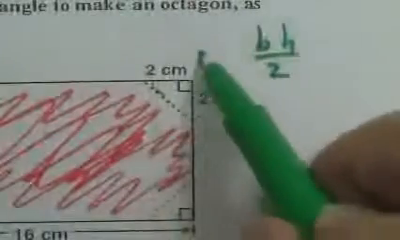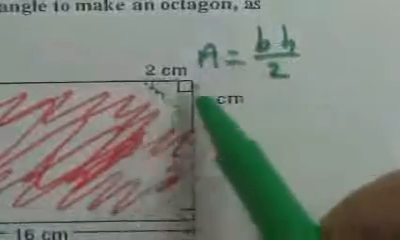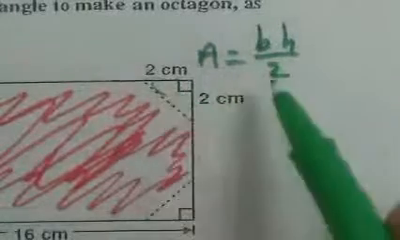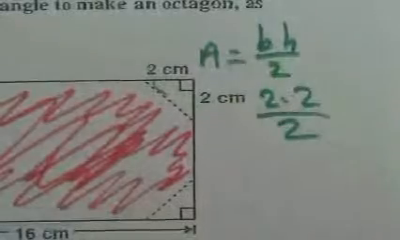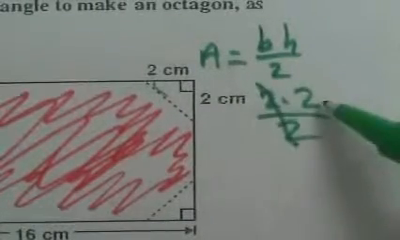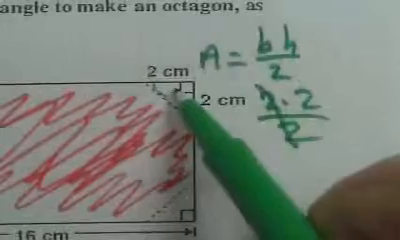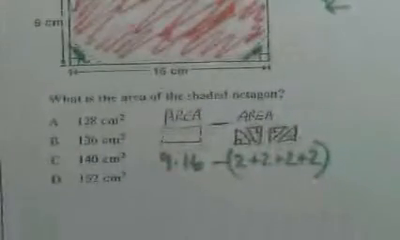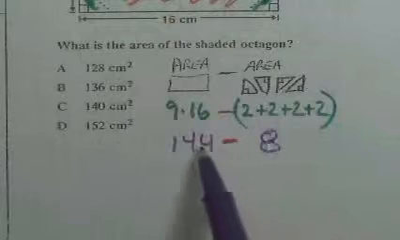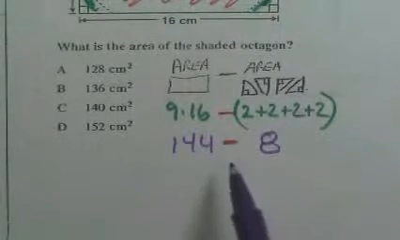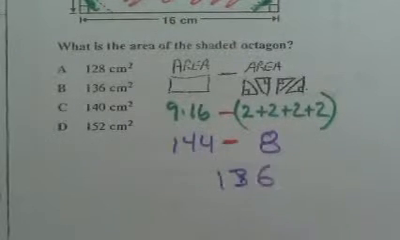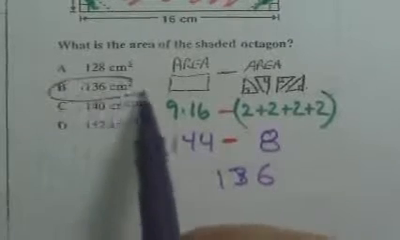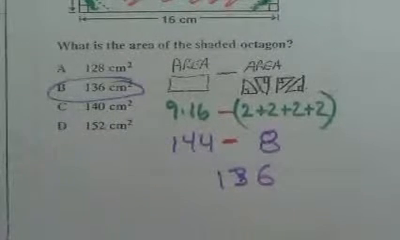And remember, to find the area of a triangle, it's base times height over 2, base times height divided by 2. So in other words, 2 times 2 divided by 2. Hey, well that's just 2. So each one of these triangles is 2. So the whole big rectangle minus the 4 triangles. So that's 144 minus 8. And 144 minus 8 is 136. The answer is letter B.